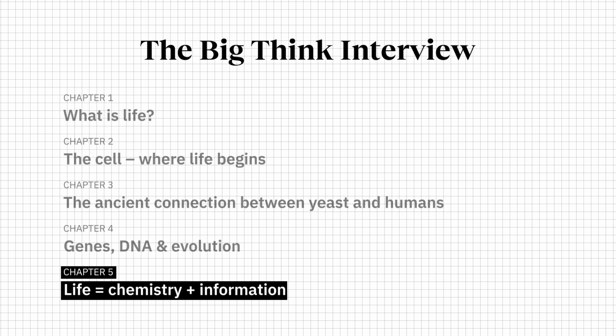Chapter 5. Life equals chemistry plus information. So understanding life, understanding that the basic unit is a cell, understanding that hereditary is central and that involves the gene, and then evolution by natural selection can give you diversity of life. It doesn't actually tell you quite how life works. And for that, there's two ideas that I think are important. And the first of those is life as chemistry. Life is made up of molecules and chemicals.